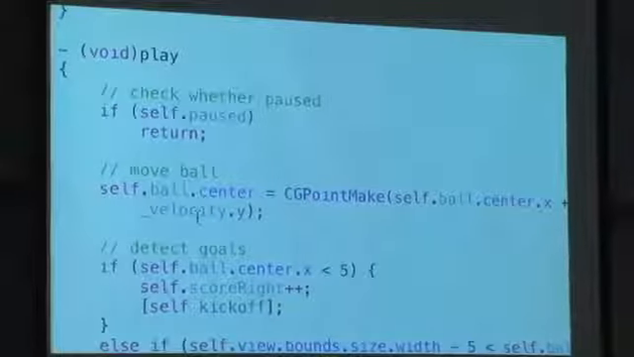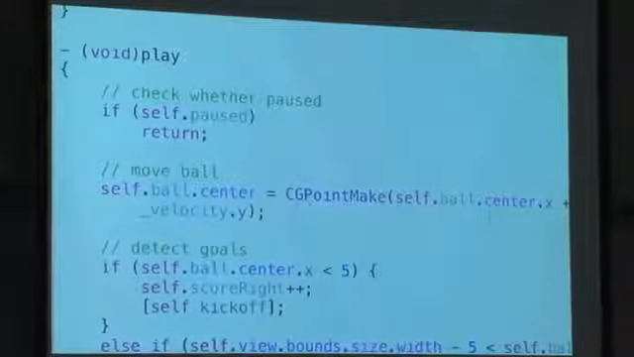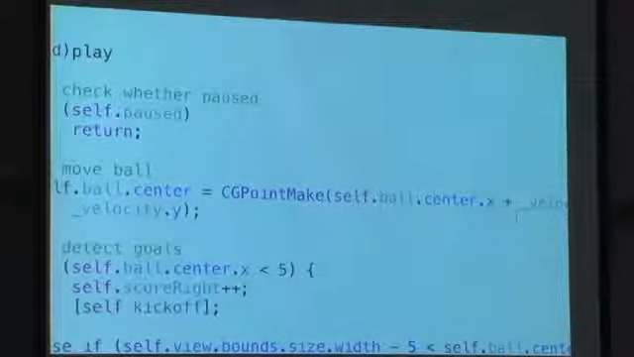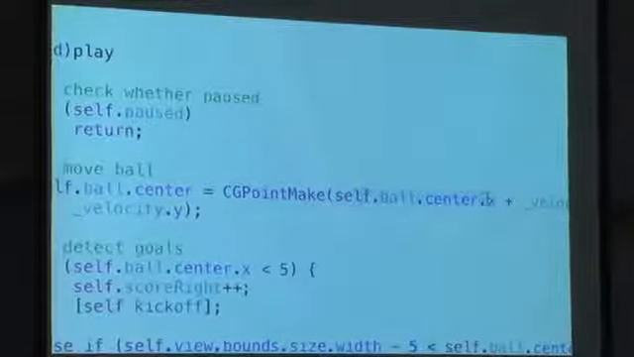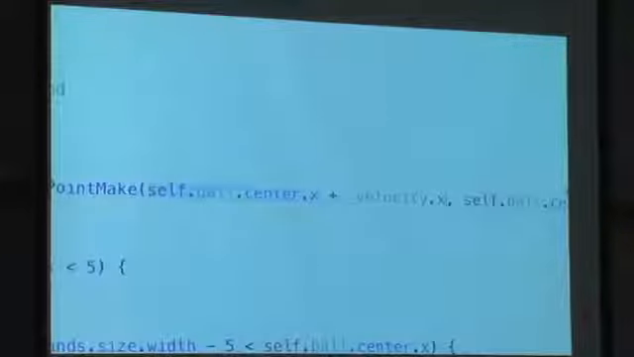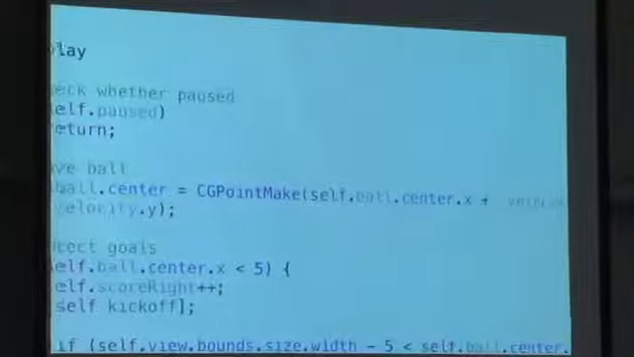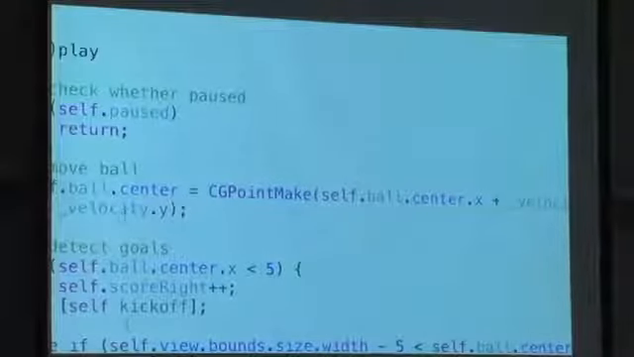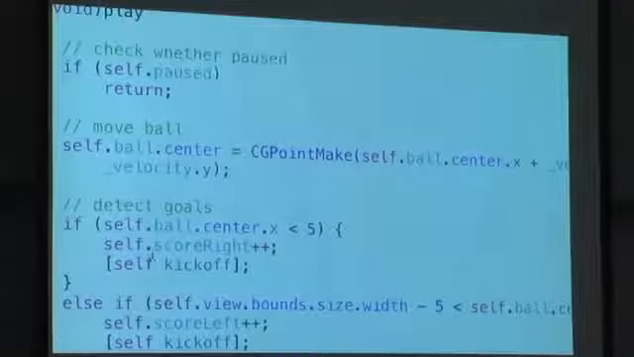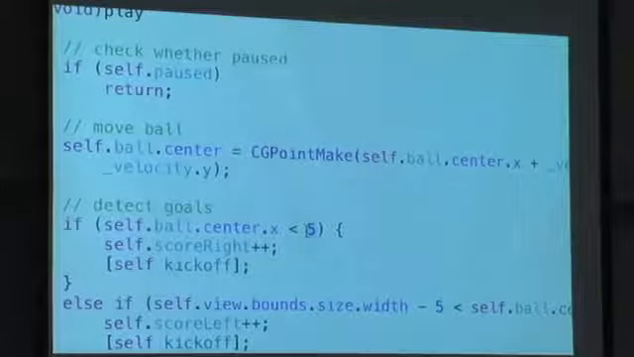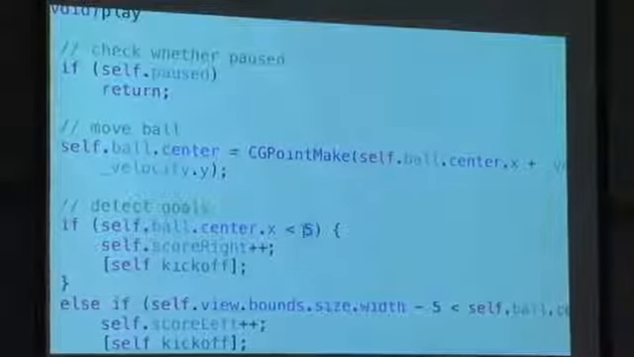And this is very similar in spirit to what we did with the paddle. But in this case, I want the ball to be self-propelled. So I'm going to move the ball to its current x coordinate plus the x velocity, comma, the current y component plus the y velocity. And then I need to detect a goal. So if the center of the ball is less than 5, in other words, if it's within 5 pixels of the left of the screen, that means someone just scored a goal.